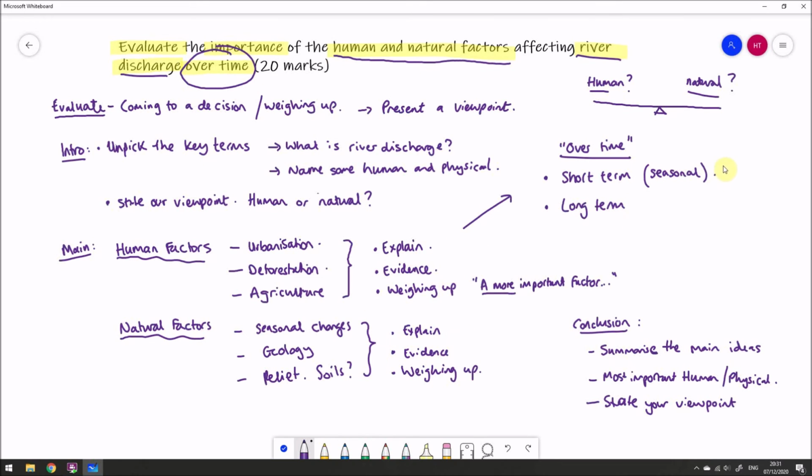And you could argue that in the short term, that is being influenced more by one factor, and the long term is being influenced by another. That could be a consideration that you want to make. So thinking about whether human factors are going to have more of an influence in the short term or long term, are natural factors going to have more of an influence in the short or the long term. Remember to be dropping in your evidence and examples as you go along. That's really, really important.